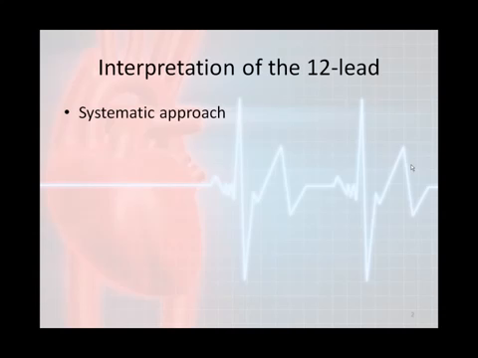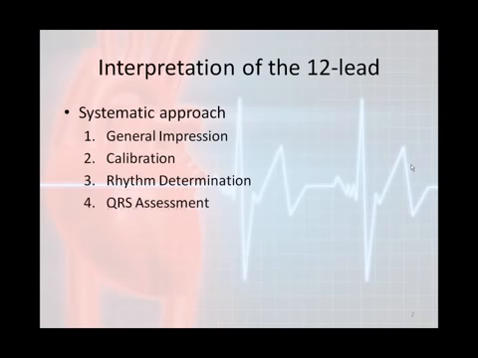For this course, I have created a specific 6-step process to help understand and interpret 12-lead EKGs. The steps are as follows. Step 1 is general impression. Step 2 is calibration. Step 3 is your rhythm determination. Step 4 is your QRS assessment. Step 5 is hypertrophy. And Step 6 is ischemia and infarctions.